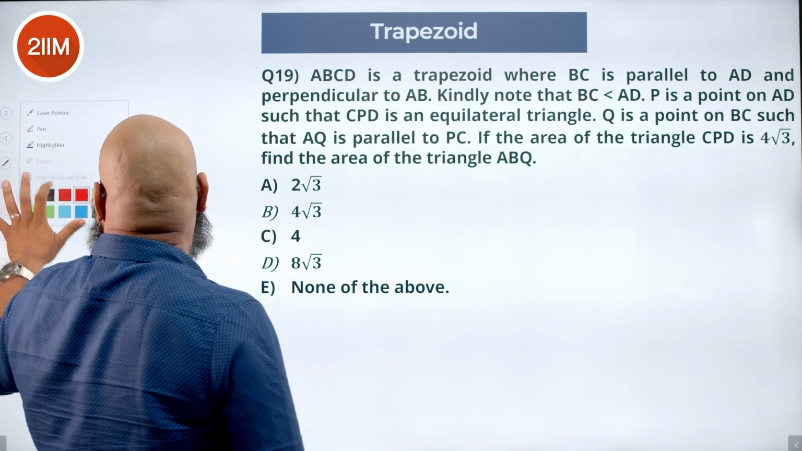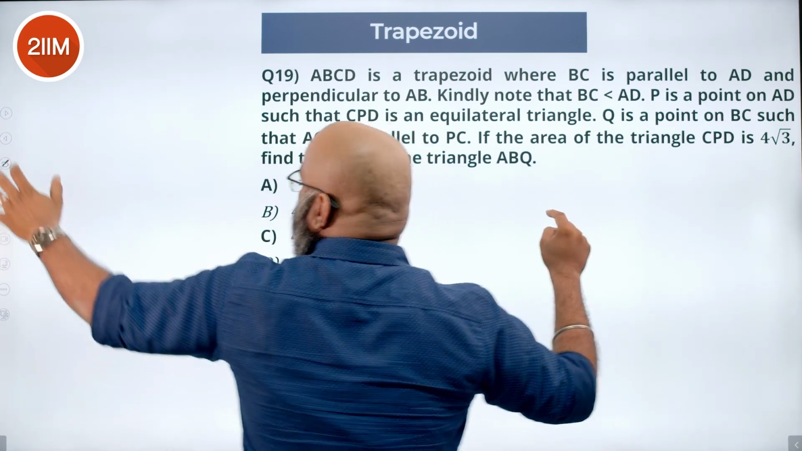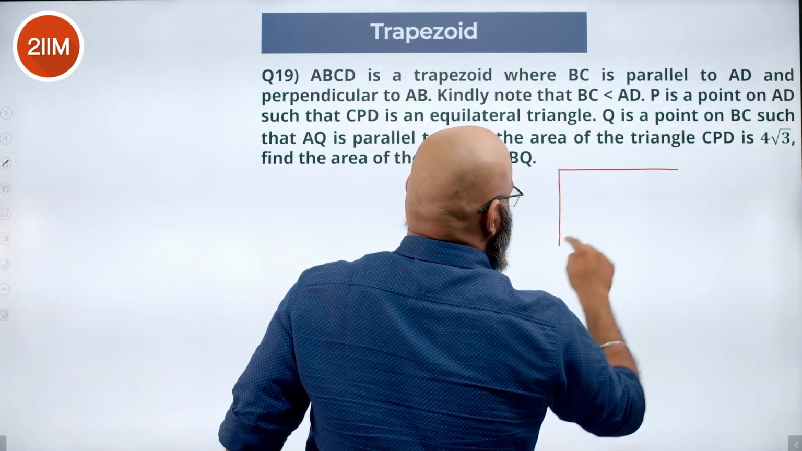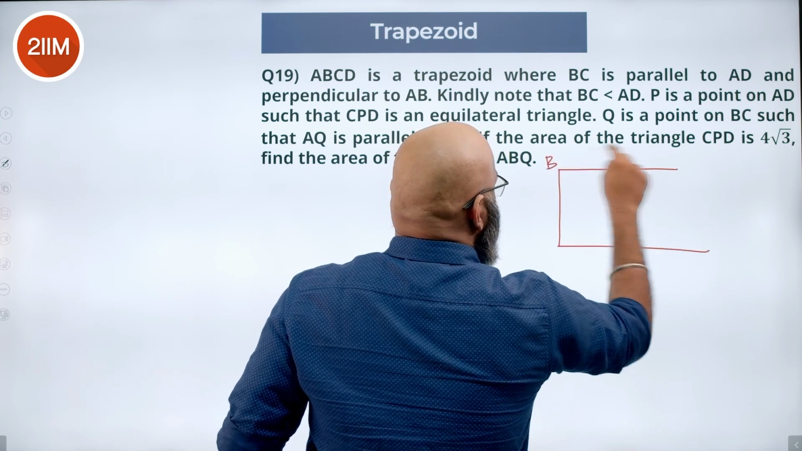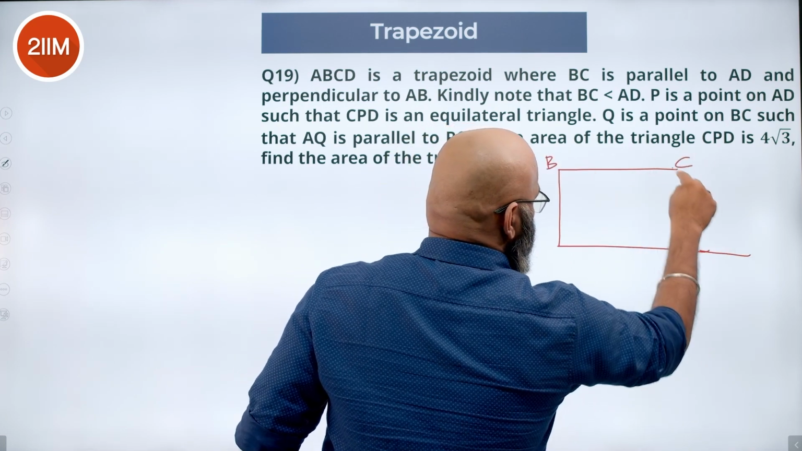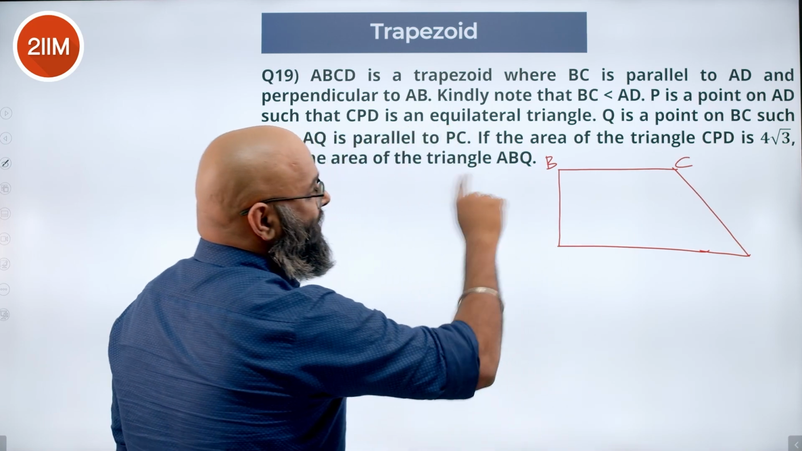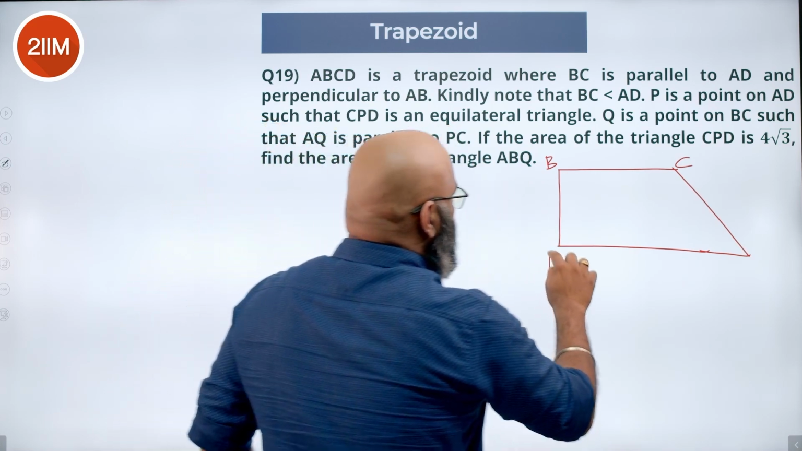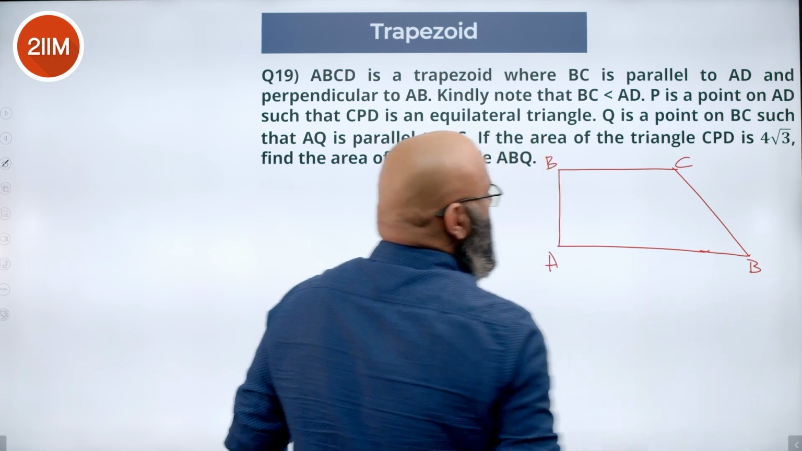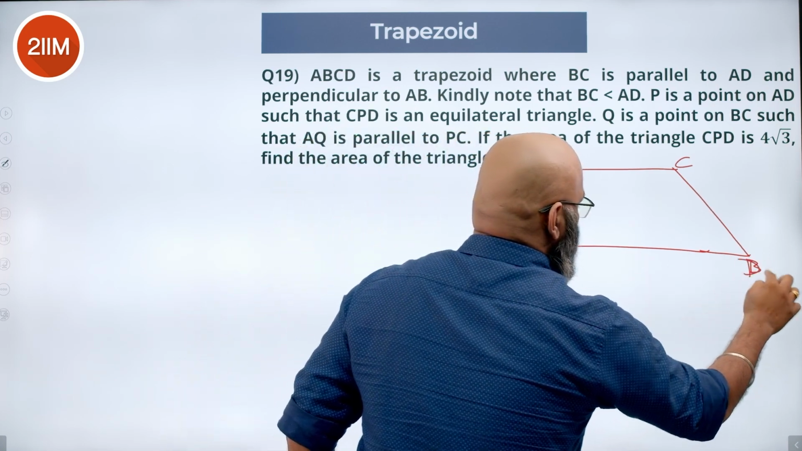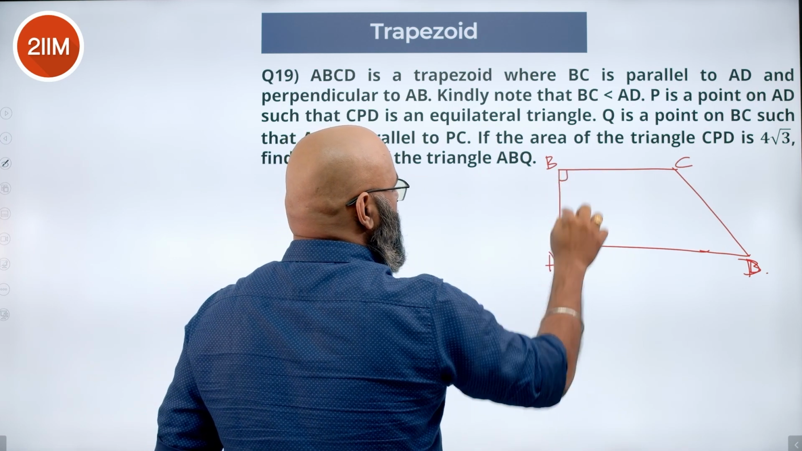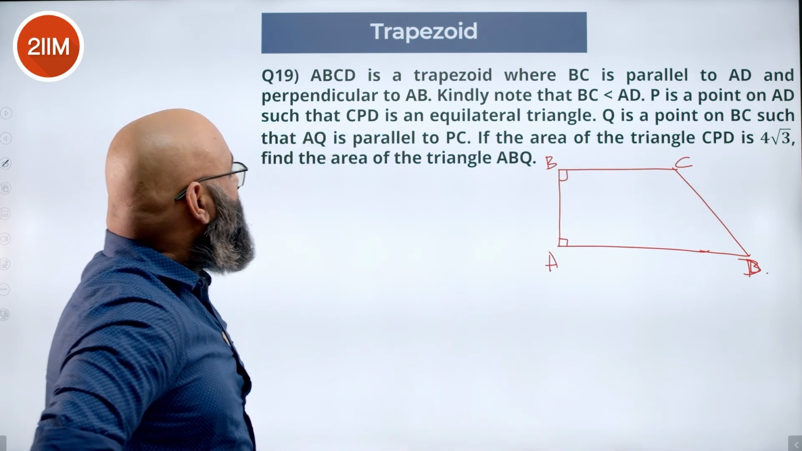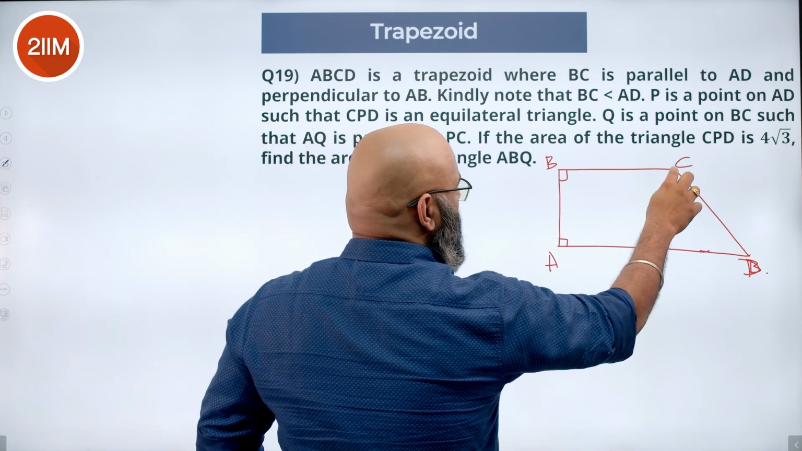So let's first plot the data that we have. The first thing that it says is we have a trapezium where BC is parallel to AD and BC is less than AD. And also AB is perpendicular to BC. We also have that. So we have a trapezium of this form, AD. This is 90 degree. So this is also 90 degree. Done.